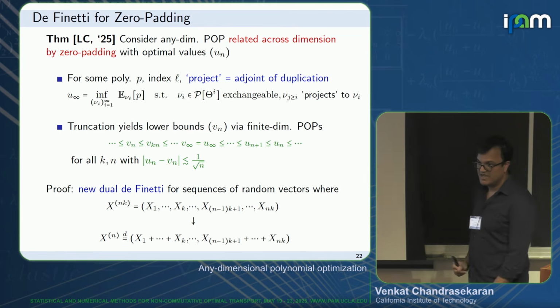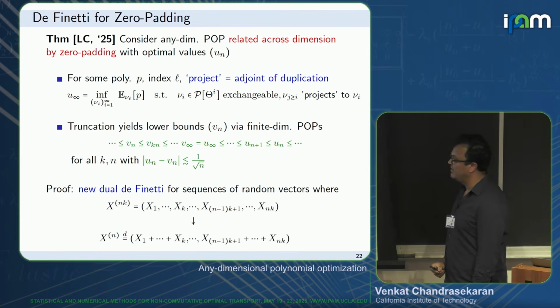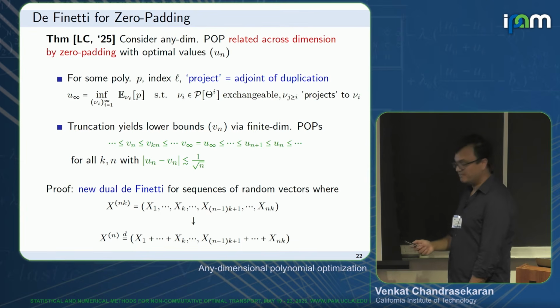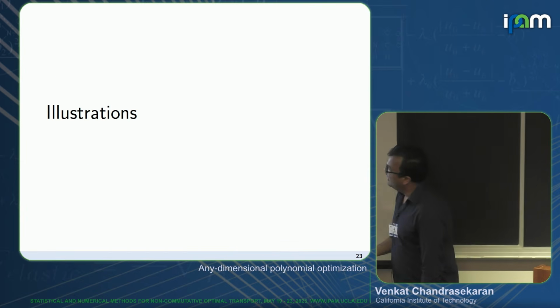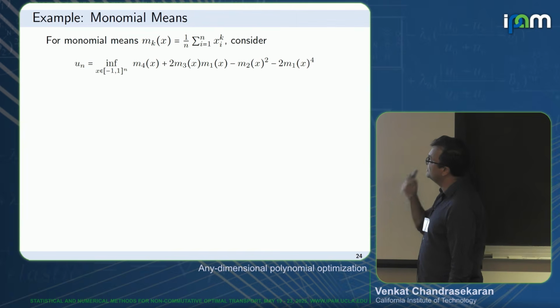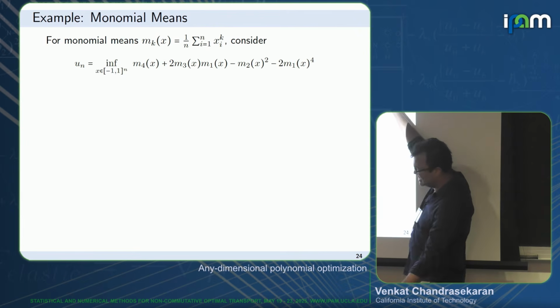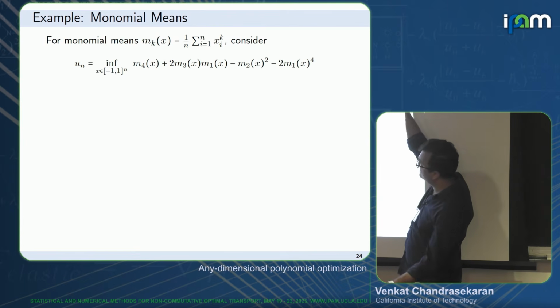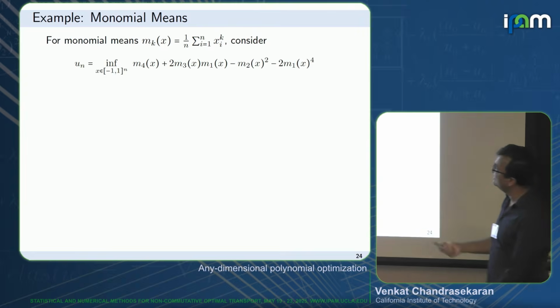So that really is the engine underlying the proof of this theorem. Okay. All right, so a couple of illustrations in the last few minutes that I have, with the monomial means problem. This is something that we studied in detail, right? But this is the problem that we had right at the beginning.